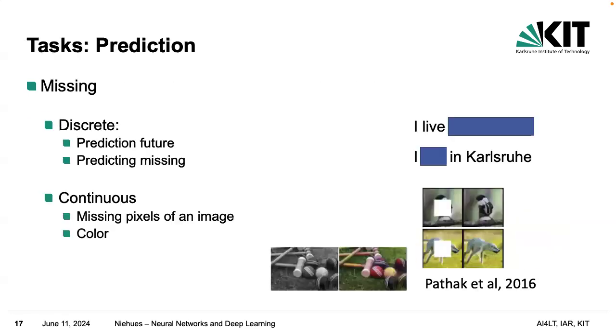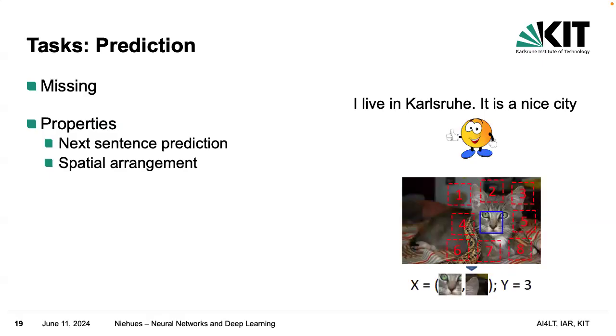Besides what we talked about before, predicting something which is missing, there are also other things that you can do. You can predict properties. For example, if you have the two sentences, "I live in Karlsruhe, it's a nice city," can the second one be the sentence after the first one? In this case, it's possible.